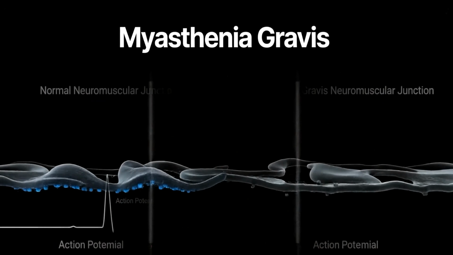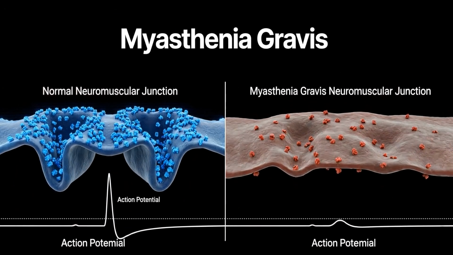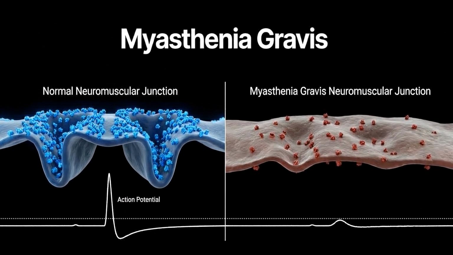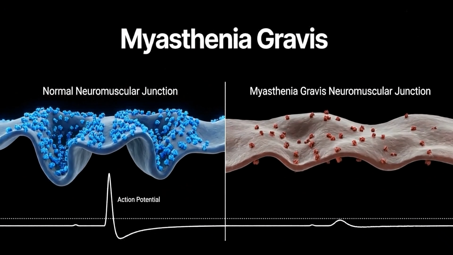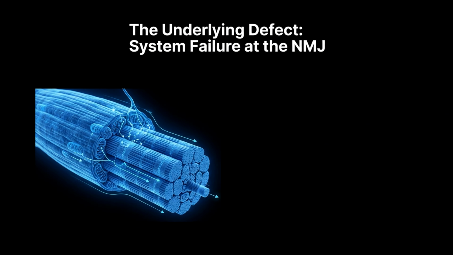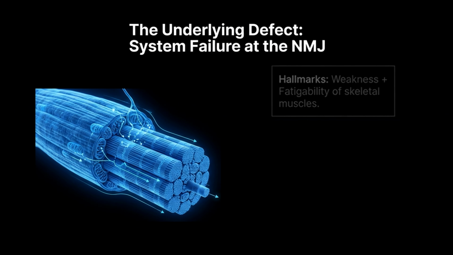Welcome. Today, we are diving deep into Myasthenia gravis and other diseases of the neuromuscular junction. Myasthenia gravis is a neuromuscular junction disorder. It is characterized by two hallmark features: weakness and fatigability of skeletal muscles. Now, what is the underlying defect?